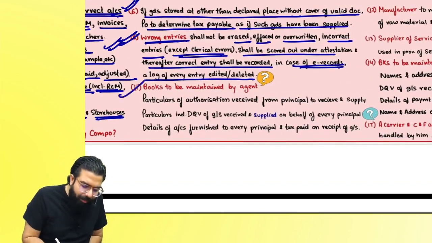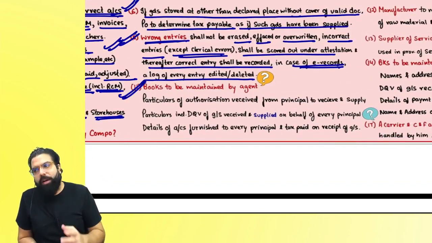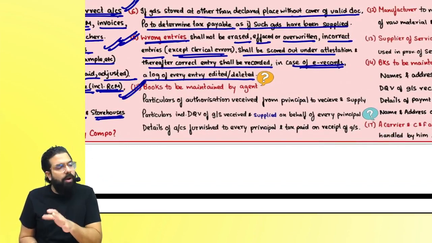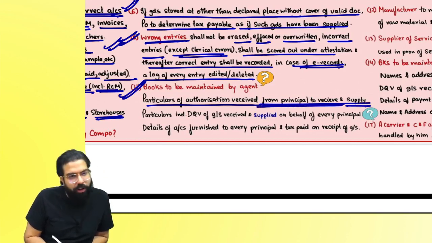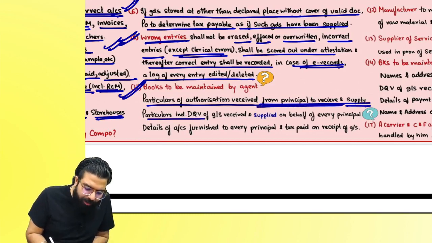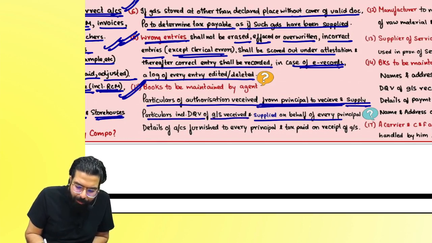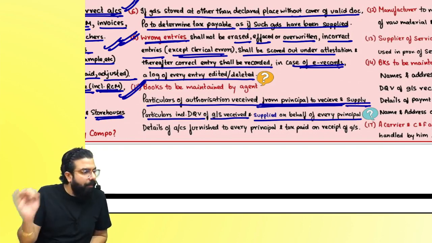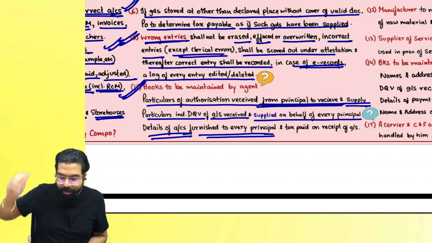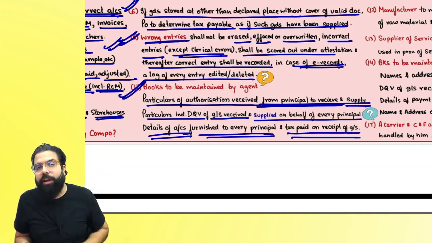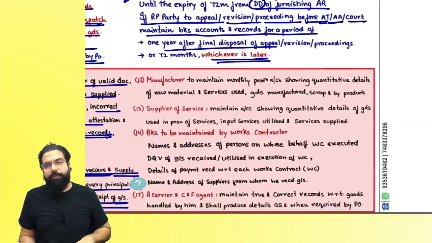Sir, if I am an agent of some other person, what are the accounts I need to maintain? In accounts and records, you have to maintain particulars of authorization received from the principal to receive and supply goods on his behalf, particulars of description, quantity, value of goods received and supplied on behalf of every principal, and also details of accounts which you have furnished to the principal, and tax paid on the receipt of goods or service.